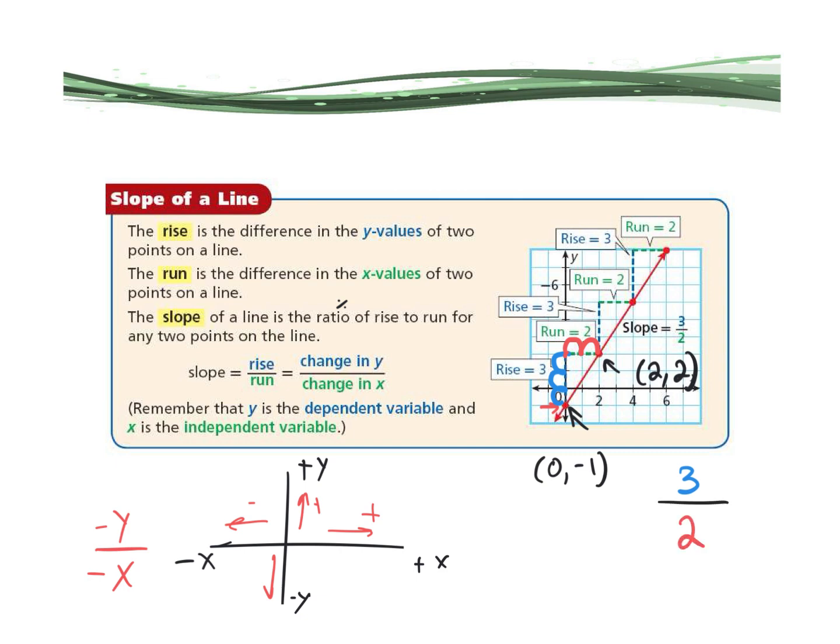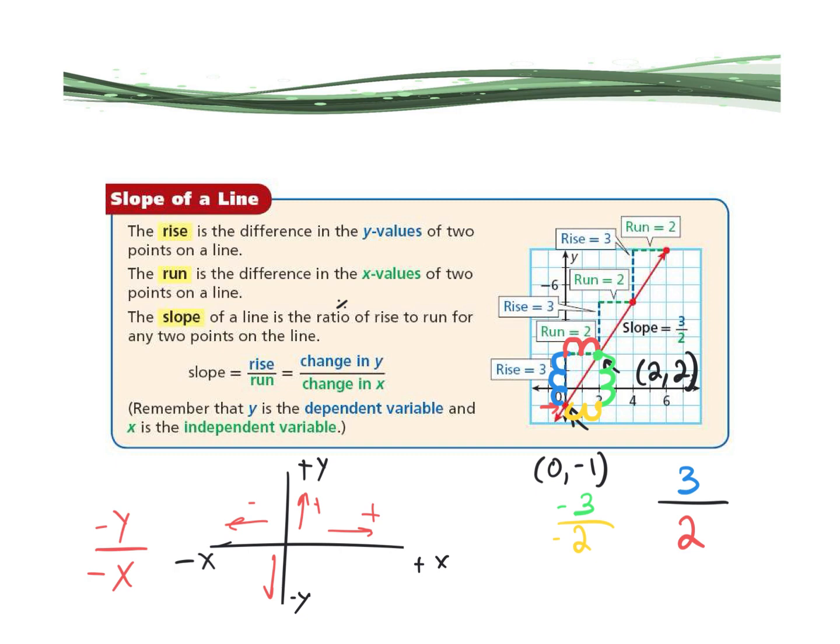Now remember, it's the change in y over the change in x. So the y value always goes on the top. Doesn't matter what point you choose, it will be the same. If we go down, for example, from this point, go 1, 2, 3, we're going to get negative 3. And then for the x, we're going to go from this point 1, 2. We're going to go negative 2 because we're going down and left.